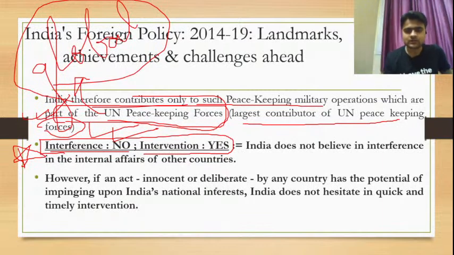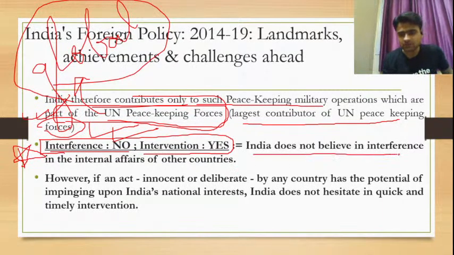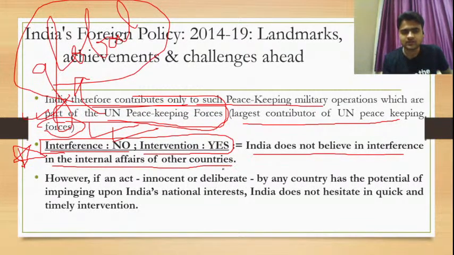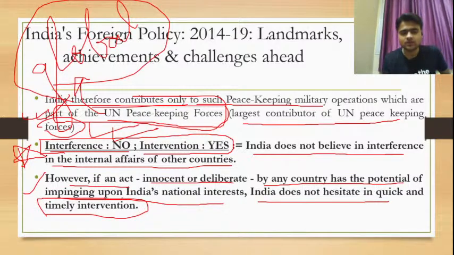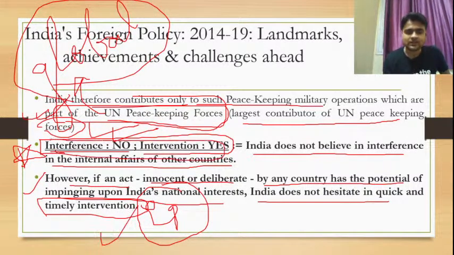Okay, so let us first read this. India does not believe in interference in the internal affairs of other countries. However, if an act, innocent or deliberate, by any country has the potential of impinging upon India's national interests, India does not hesitate in quick and timely intervention. Give me an example for this, where we have tried to intervene and sort out the matter. And interference and intervention, these are two separate things.